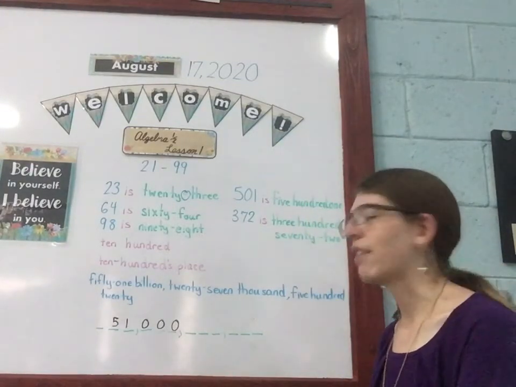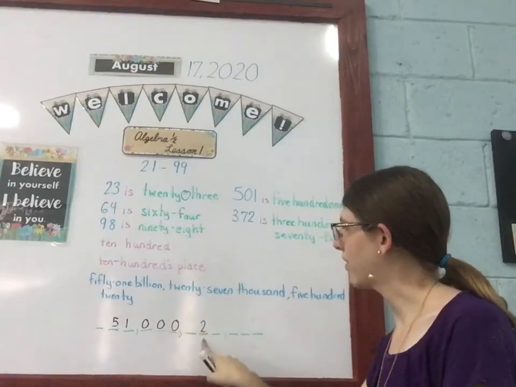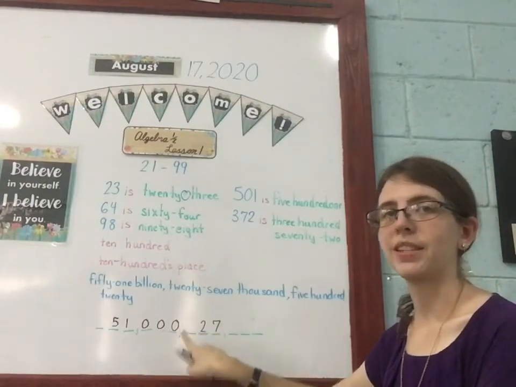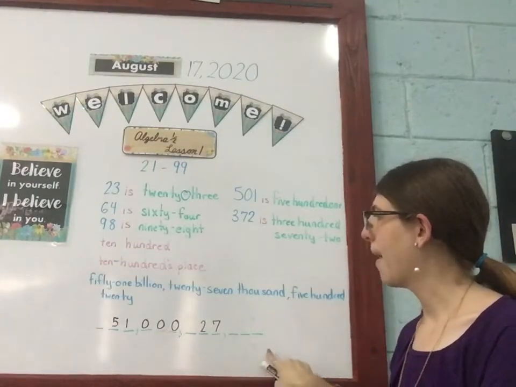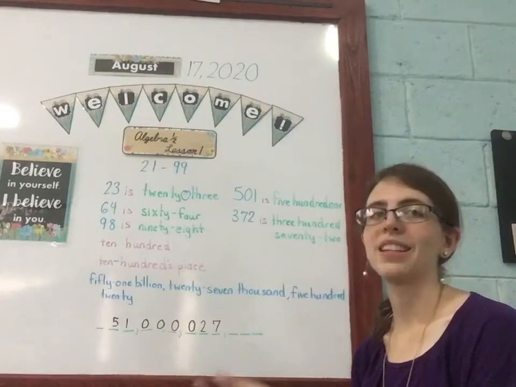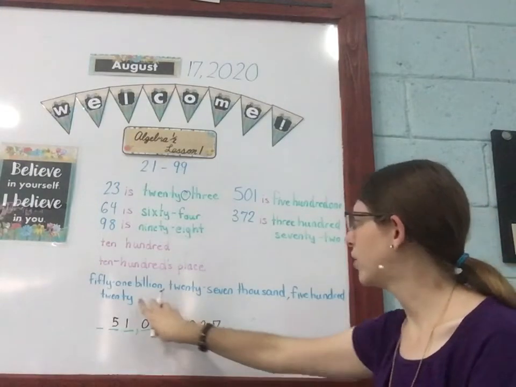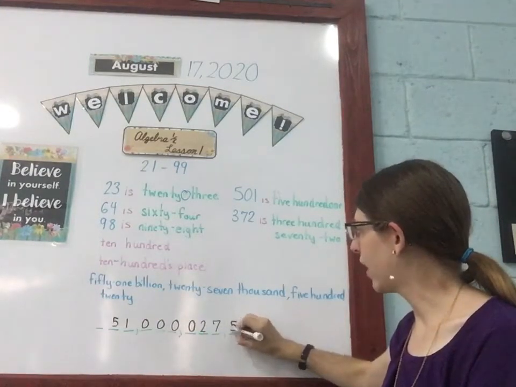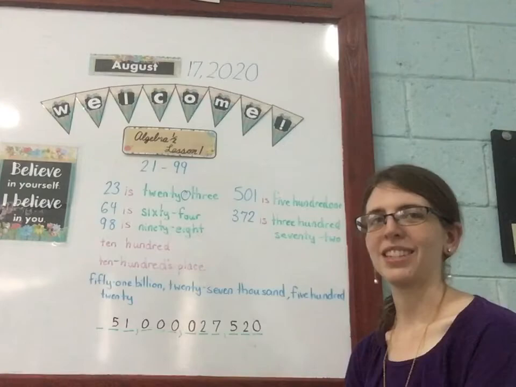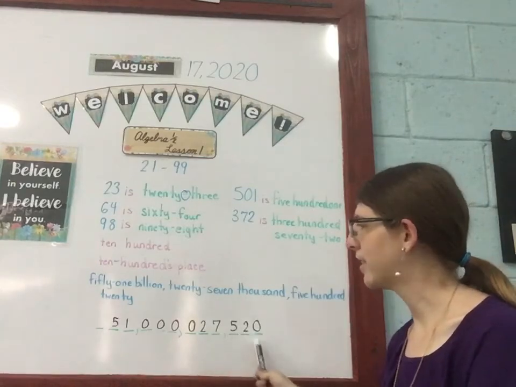So the next number is 27,000. Well, I don't have anything in the hundreds place, so I put my 2 from 27 in the tens, 7 in the ones. Now remember, I have to have something holding this place since it's in between my first number and my last number. So I have to put a 0 there. I don't need a 0 in the front here because it's not in between the first and last number. Now I have 520. So I have 5 in the hundreds place, 2 in the tens place, and a 0 in the ones place because it's a 20. So there you go. 51,027,520.